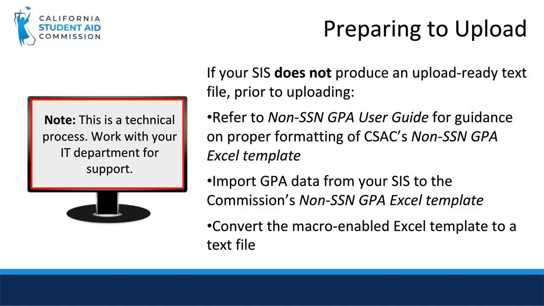If your student information system does not produce a CSAC GPA calculation in a text-ready format, you will need to create the text file first. You can do this by loading student data into our macro-enabled Excel template and then converting it into a text file. We will go over how to format the template so that you avoid common formatting errors that will prevent a successful upload. We strongly encourage you to work with IT to program your system to create GPA text files. This is because many users experience major difficulties in successfully formatting the template, thereby causing errors. Finding and fixing formatting errors is frustrating and time-consuming.